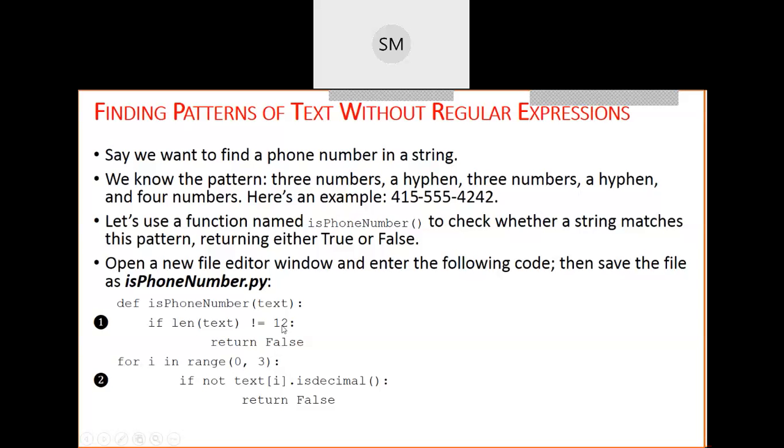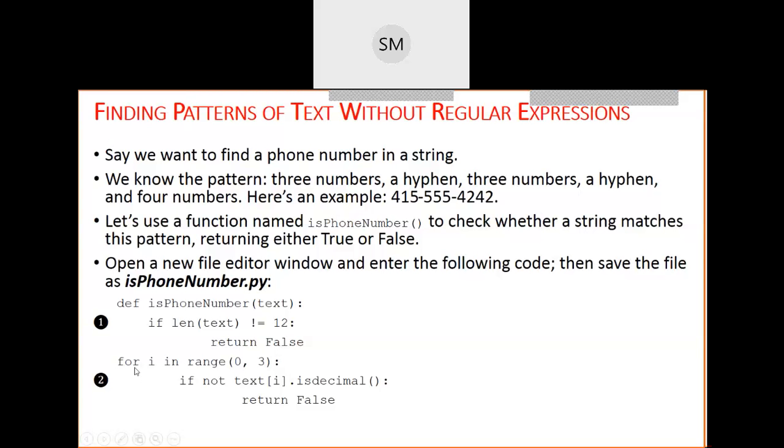If the length of this text is not equal to 12, why 12? Because if you observe carefully, you should have a sharp observation: the number of characters in this phone number is 12. So the first condition we are checking is whether it is a 12 character text. If not, then it is not a US phone number at all. If there are only 10 or 11 digits, then it is not a valid phone number. So if the length of text is not equal to 12, then it will return false. Then let us check the next conditions.